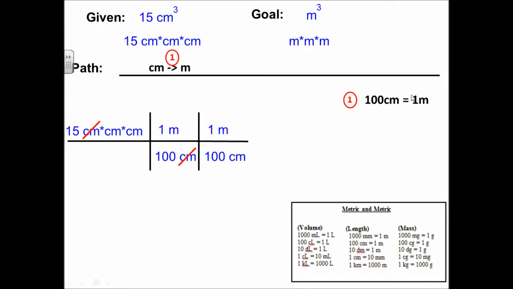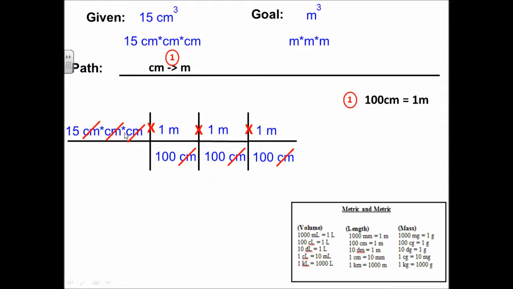We can use this conversion as much as we want. And we need more centimeters to cancel out. So now, centimeters on top cancels out centimeters on bottom. And now if we stopped, we'd have these weird units of centimeters times meters times meters. Again, we don't want that. We want meters cubed. Well, let's just do it one more time. So there we go. We'll add another 100 centimeters on bottom, another meter on top, centimeters cancel out centimeters, and here we go. Now we have a meter times a meter times a meter.